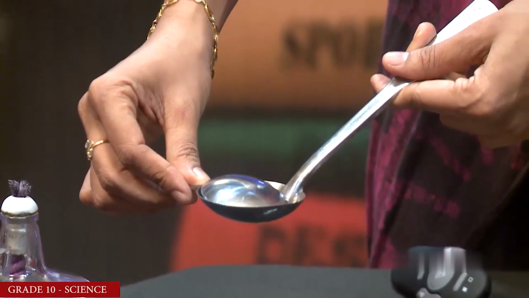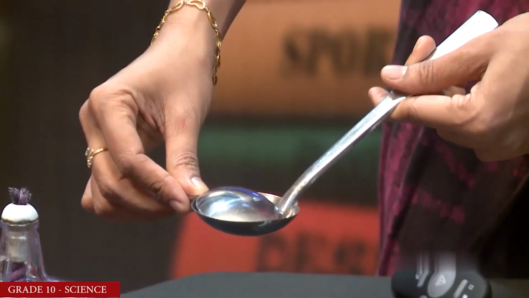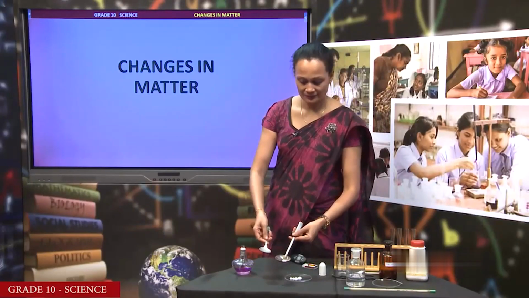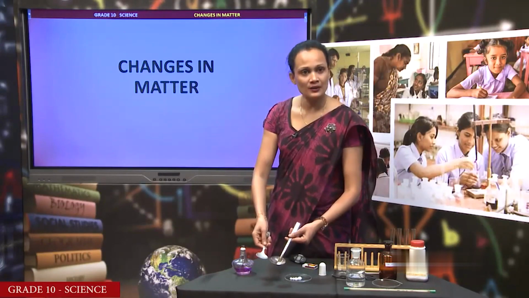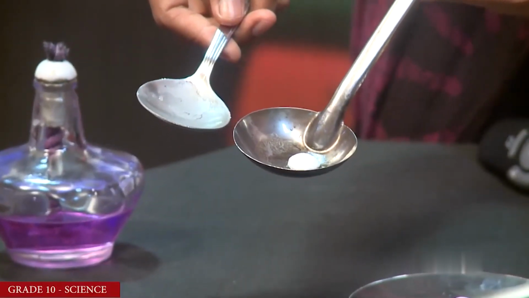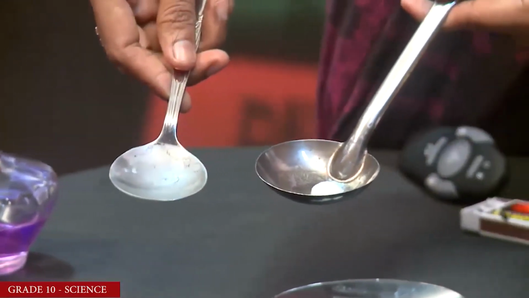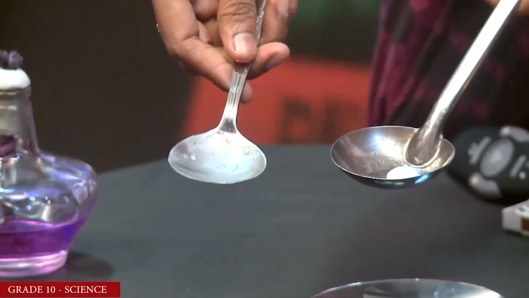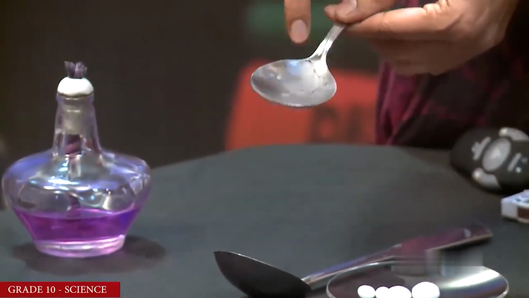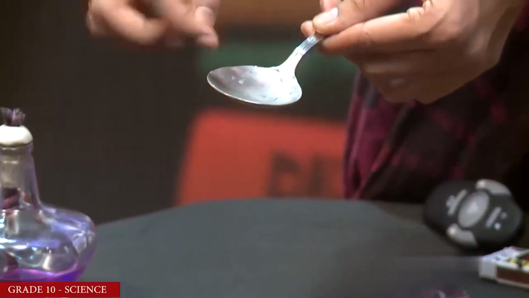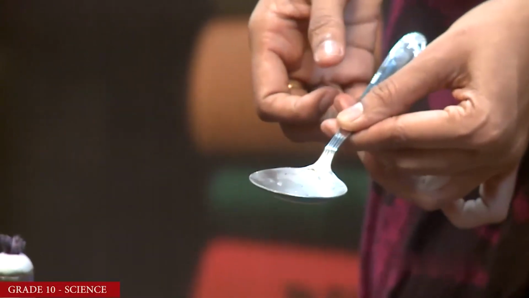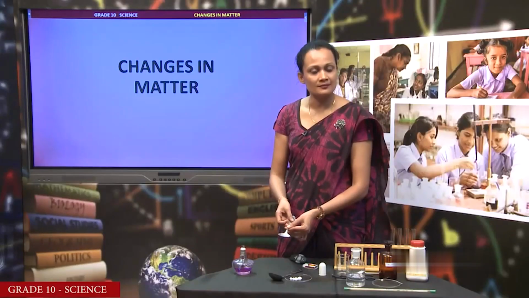Let's see what happened in there. Here, look at that. The naphthalene ball is melting. Still it is melting. And if we observe the other spoon, the inner surface of the spoon, you can observe white colored powder there. What is that? It is also solidified naphthalene.